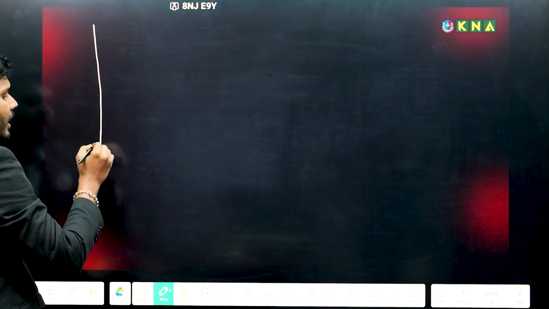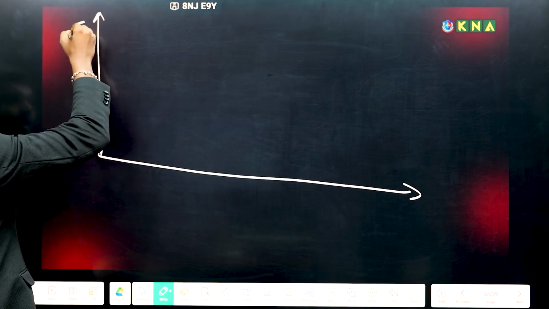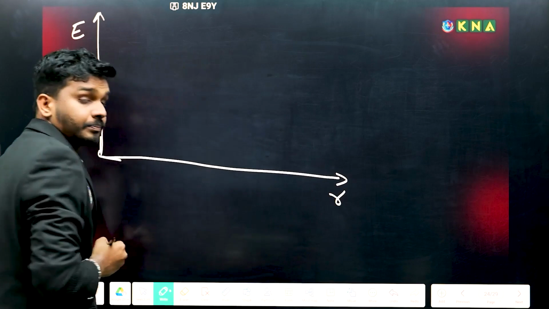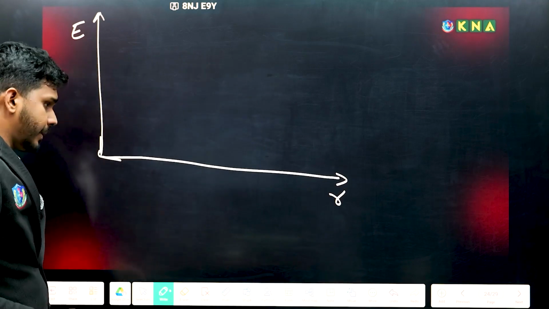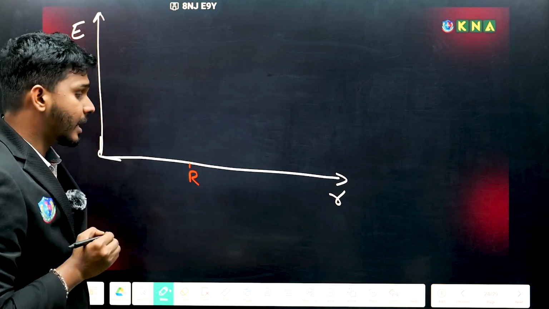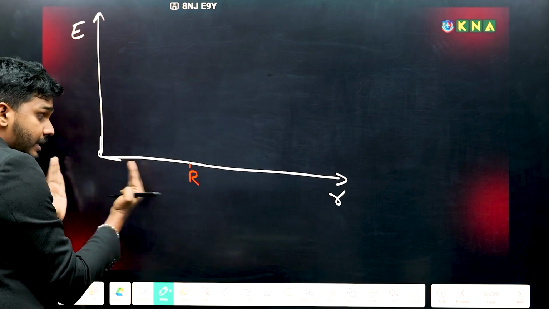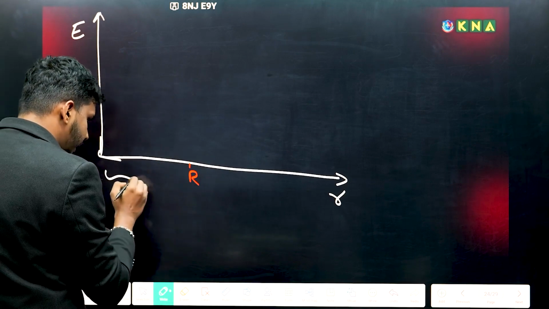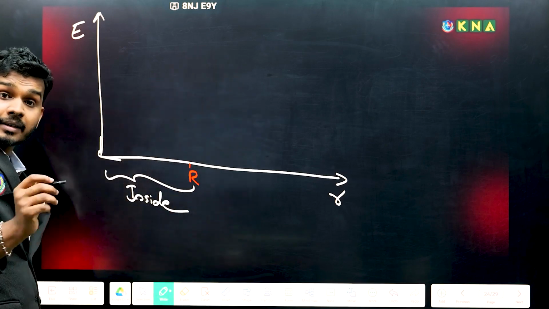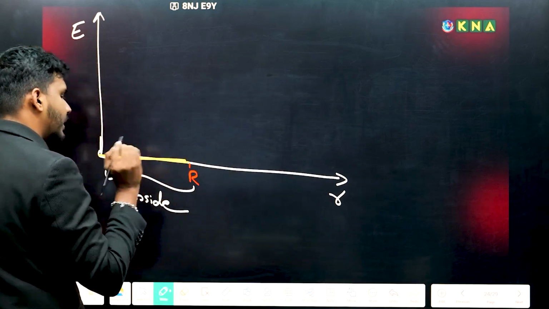From this, we can draw a graph representing electric field and distance, E and R. Inside, small r is less than the surface radius capital R. At the surface, radius is capital R. In the region where small r is less than capital R, this region is inside. Inside, electric field is 0.